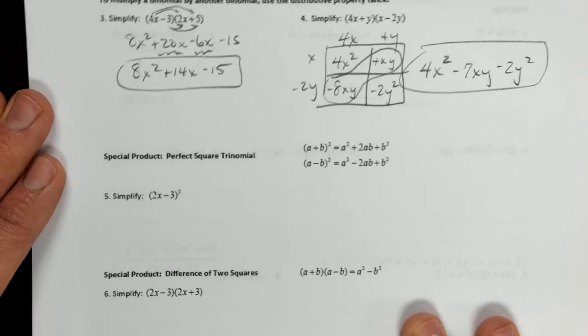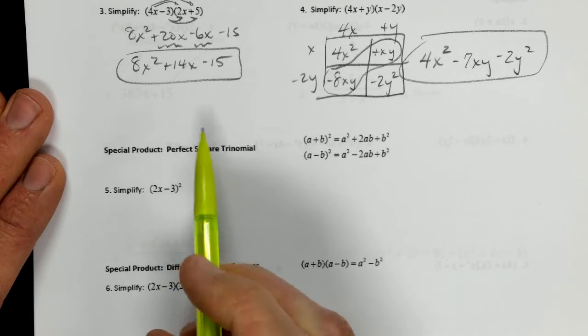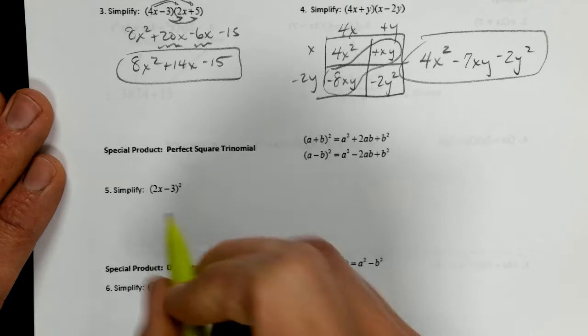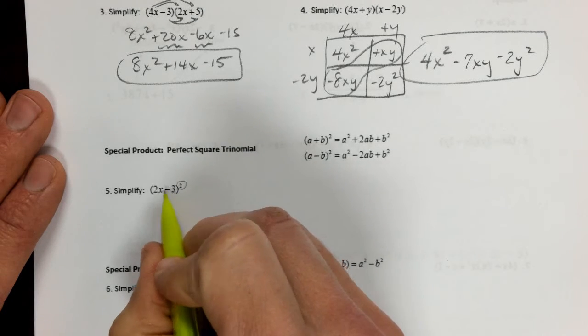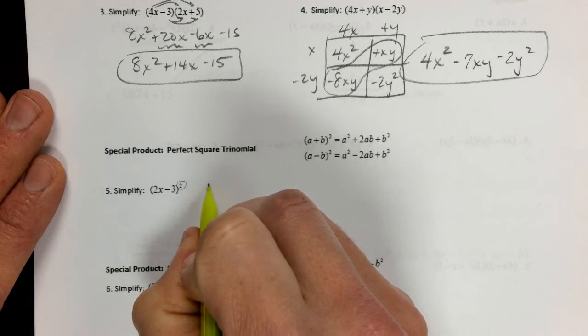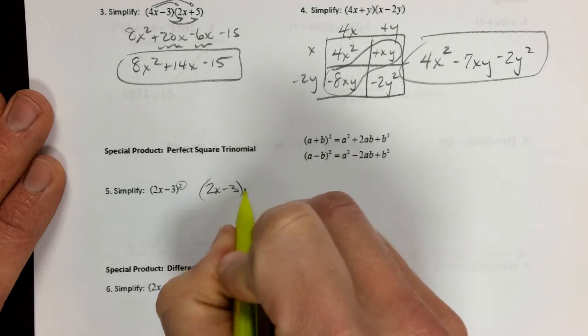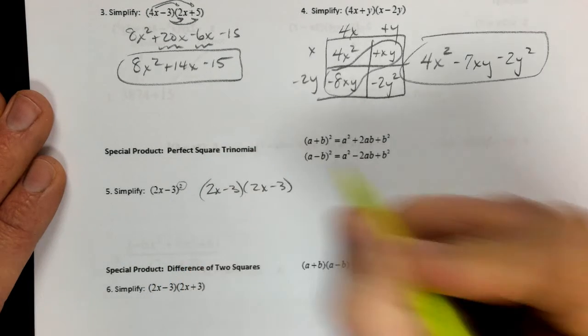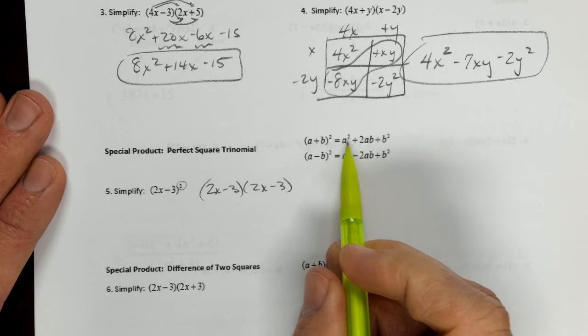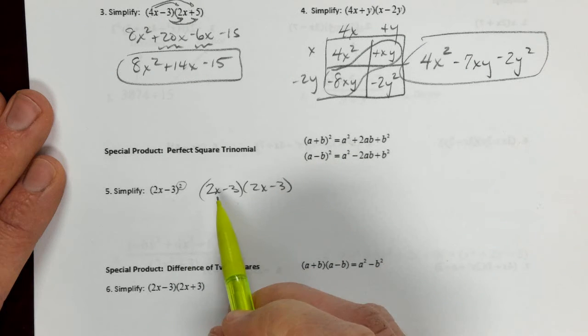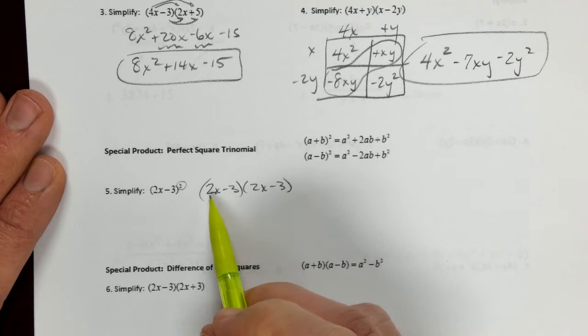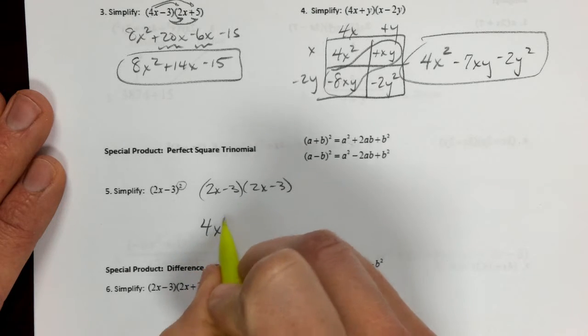All right, looking at number 5. Okay, number 5 is a perfect square trinomial. Now, what that means is that you have two of these binomials. So you should rewrite this as 2x minus 3 times 2x minus 3. Now, following the rules up here, all we have to do is say, okay, this is going to be a squared. So 2x times 2x is going to be 4x squared.